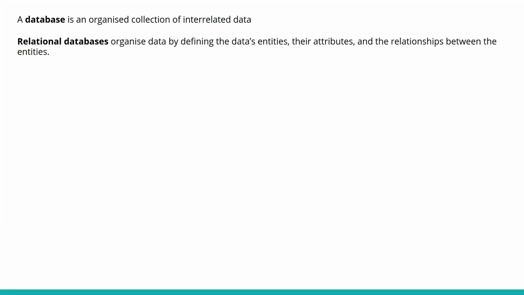The way that it's different is how it proposes a certain way of organizing that data. So that word organized collection is pretty vague. When it comes to a relational database, it's much more specific. The data is organized according to 3 things.